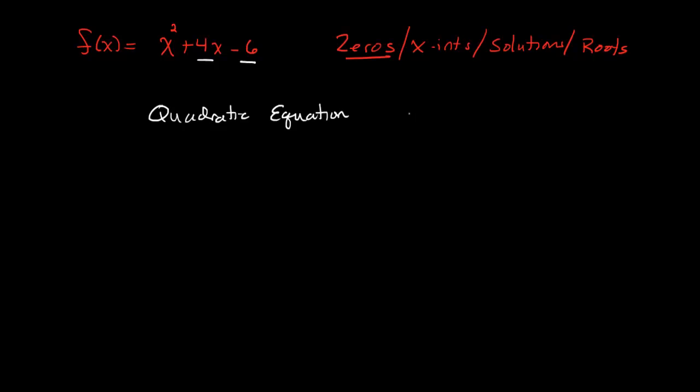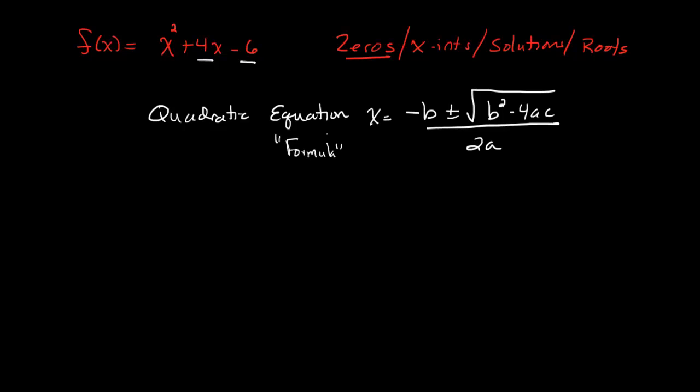The quadratic equation is x equals negative b plus or minus the square root of b squared minus 4ac, all over 2a. Actually, I shouldn't say equation, I should say formula. So this is the quadratic formula. Those are all equations. Equations have equal signs, but formulas are the ways that we can calculate the roots, or the x-intercepts, or the solutions.